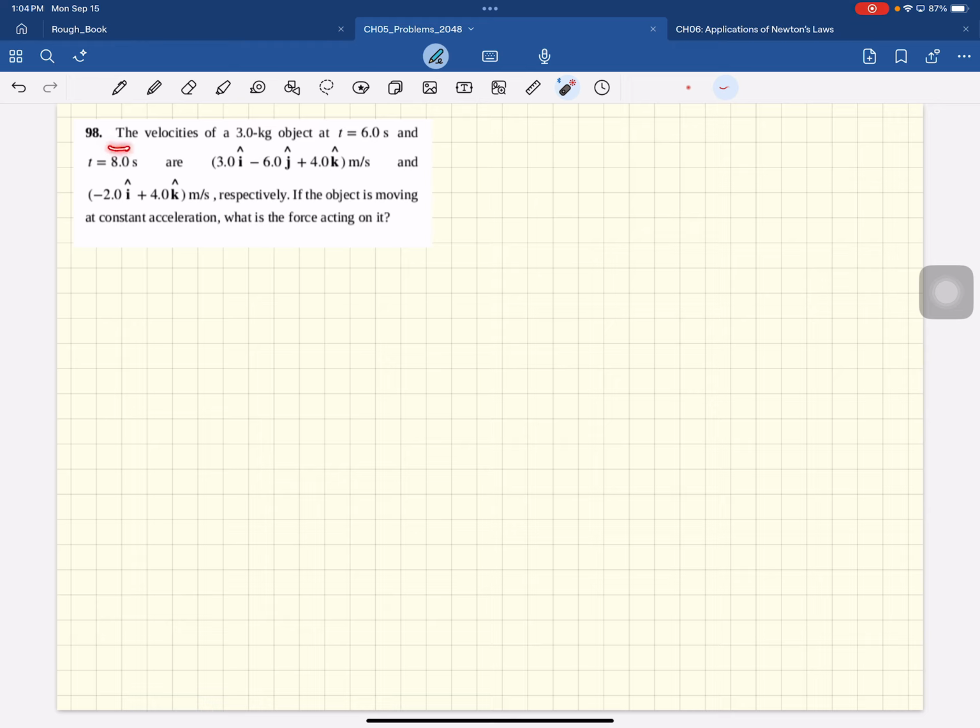So they tell you the velocity of a 3 kg object at 6 seconds and 8 seconds are that and that. If the object is moving at constant acceleration, what is the force acting on it? So the acceleration is constant. So its acceleration is equal to the average acceleration if the acceleration is constant. And the average acceleration is given by the change in velocity over the change in time. Okay?